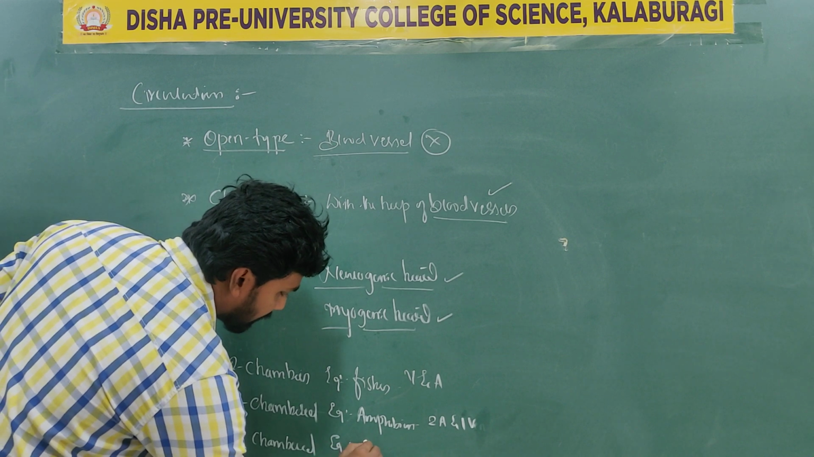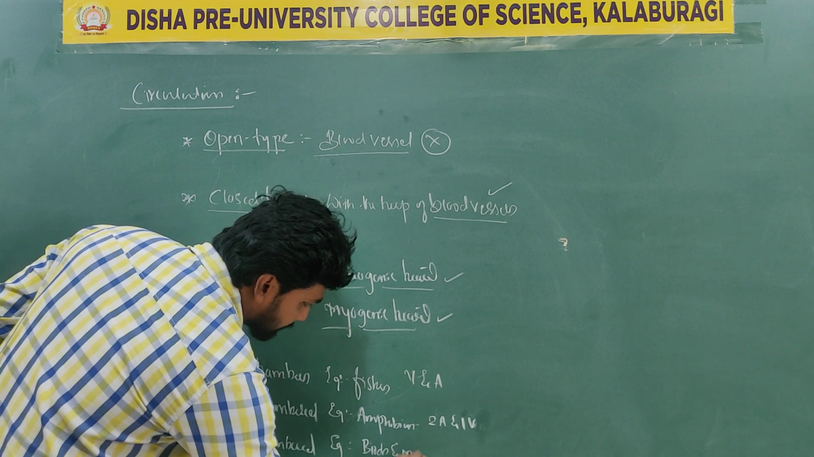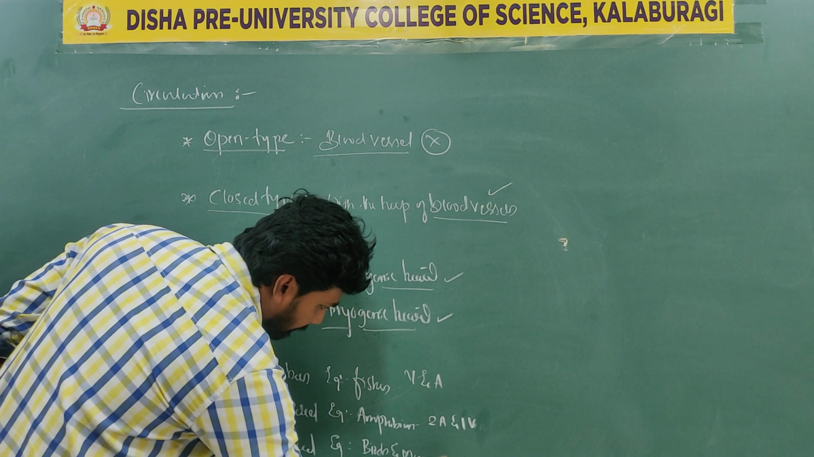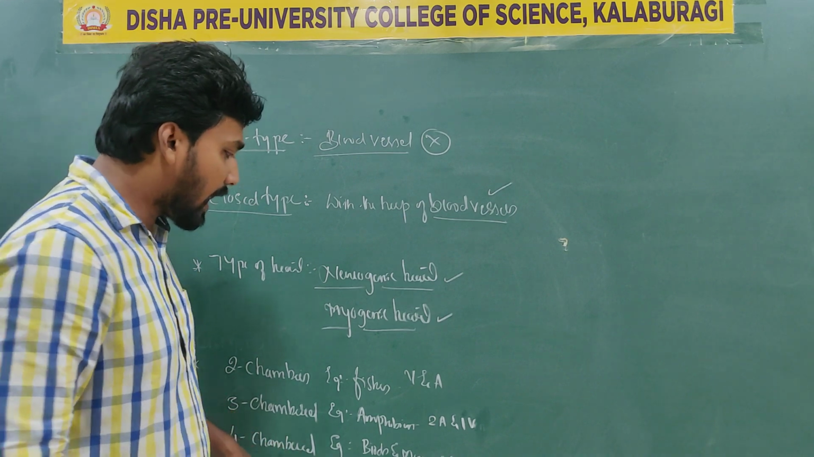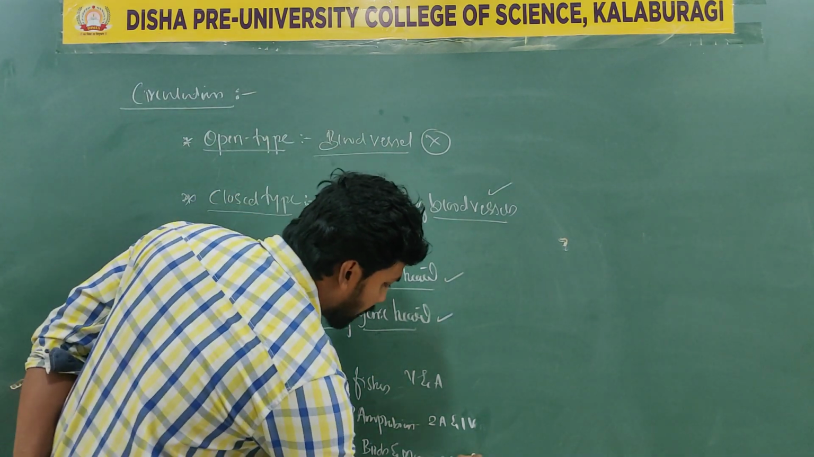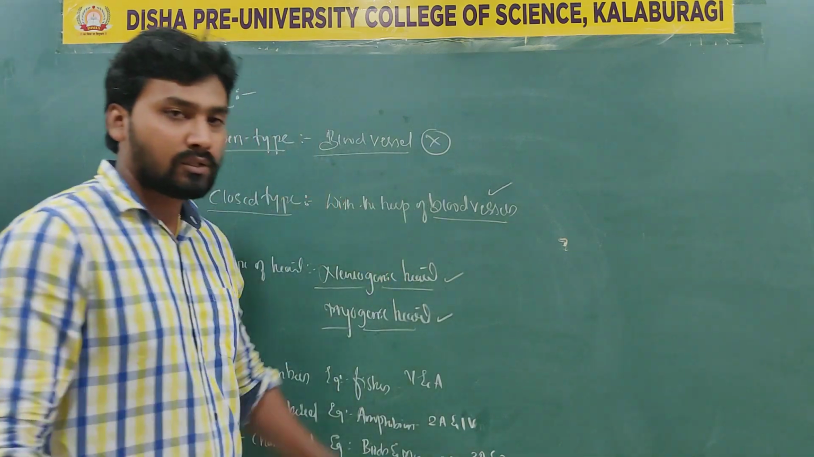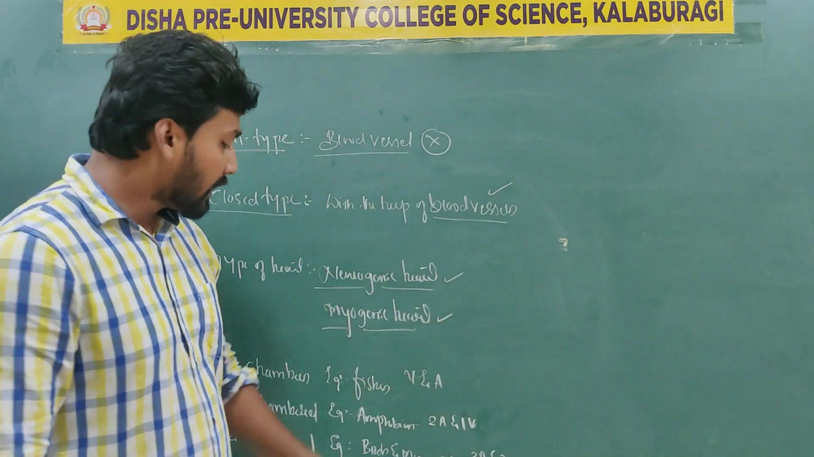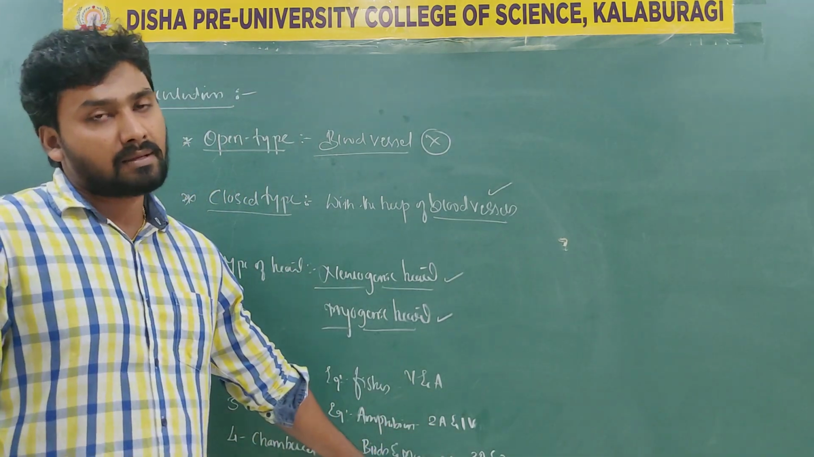Example, birds and mammals. Birds and mammals exhibit a four-chamber heart. They have two auricles and two ventricles, two superior chambers and two inferior chambers, which is seen in the higher animals like birds as well as mammals.